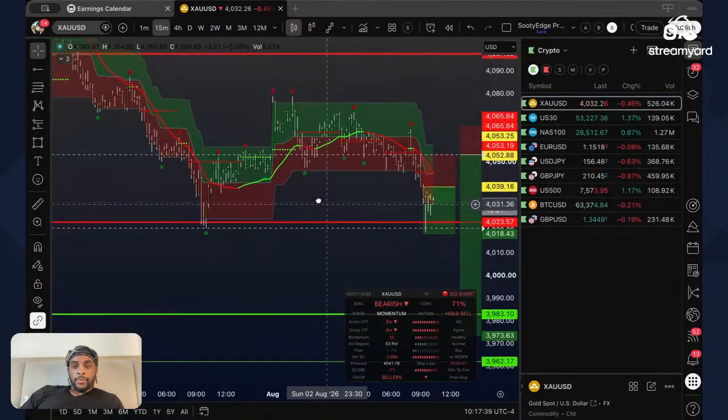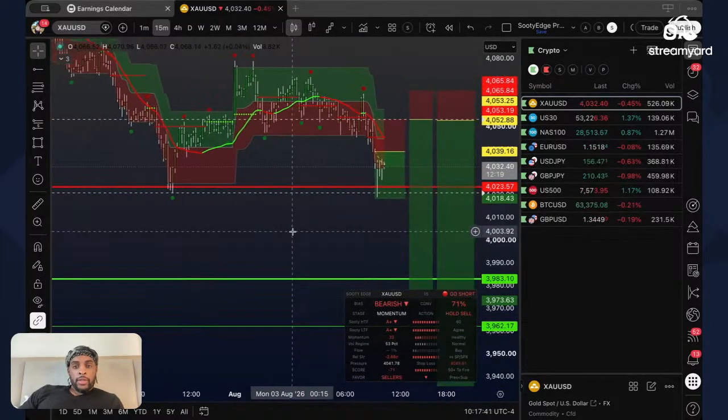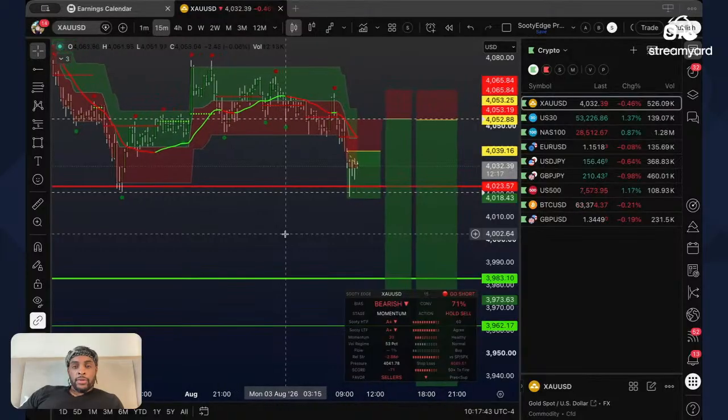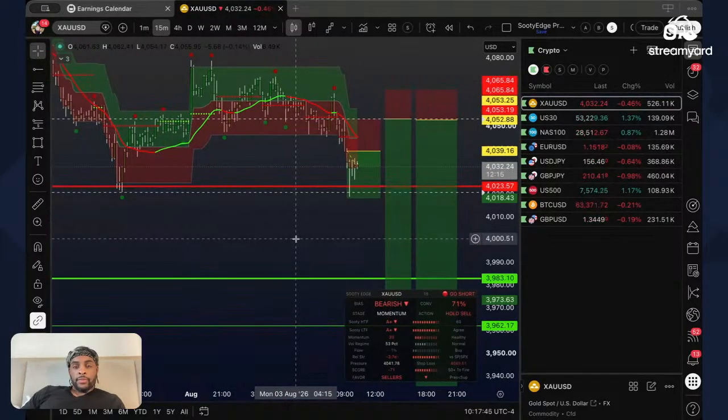So this is how you just follow structure. It's just Monday, so I don't really expect too much of a big move to come out of Monday.